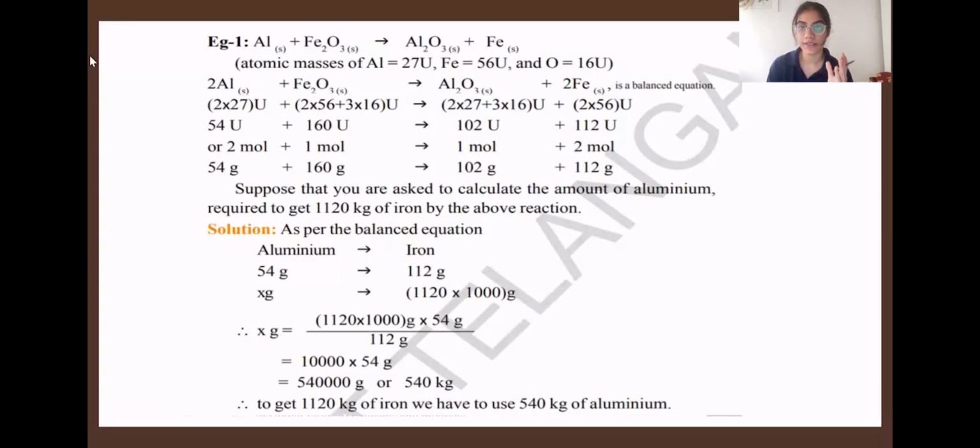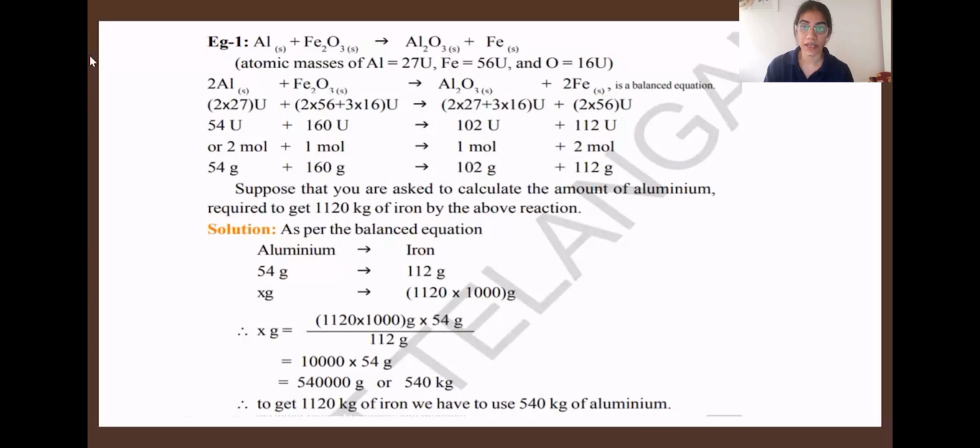We already know, since I will try and explain it again, 54 grams of aluminium gives you 112 grams of iron. So 1 gram of iron will need 54 by 112 grams of aluminium. This is the unitary method. So to get x grams of aluminium, you will say 54 by 112 multiplied by 1120 kgs. That kgs you will need to convert into grams. That much is the amount of aluminium you will need when you have 1120 kgs of iron.